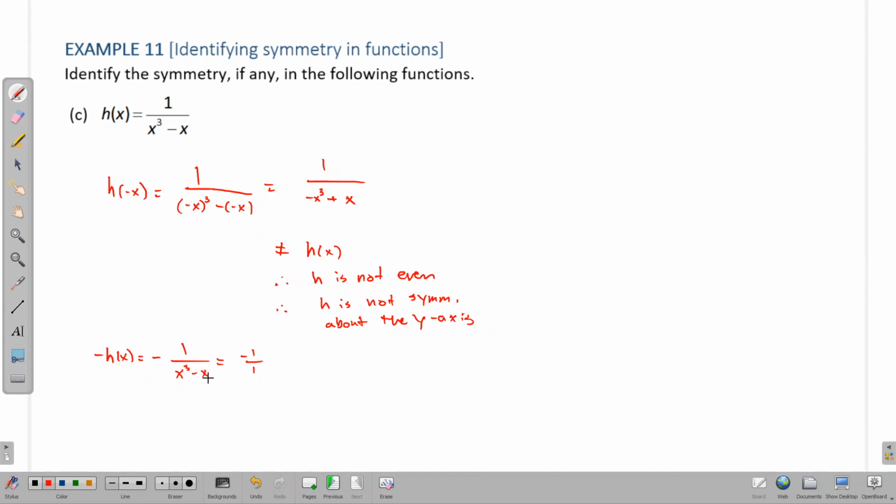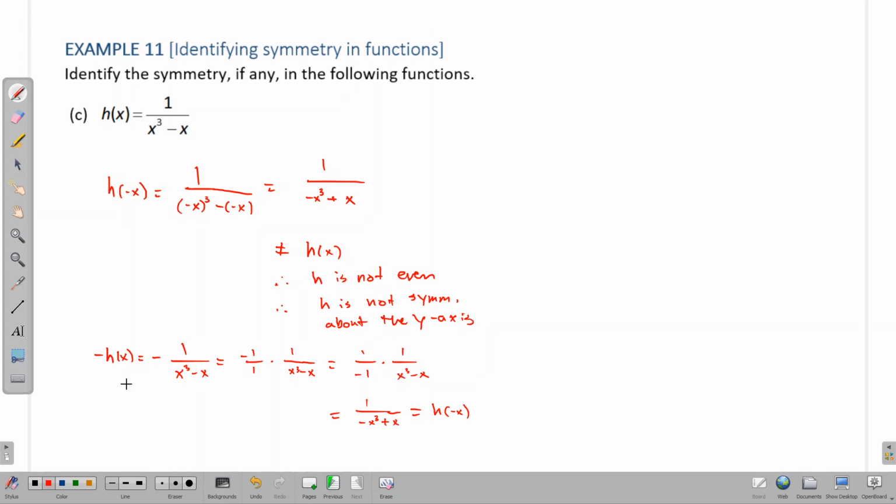The negative is really like negative 1, which I could write as negative 1 over positive 1. But I could also write it as 1 over negative 1. I could put the negative in the top or the bottom. And then when you multiply across, I'm going to just distribute that negative through the bottom. So the top is still 1. It's negative x cubed plus x. And notice those are the same thing. This is equal to h of negative x.